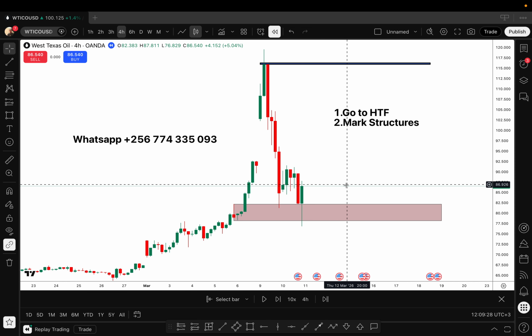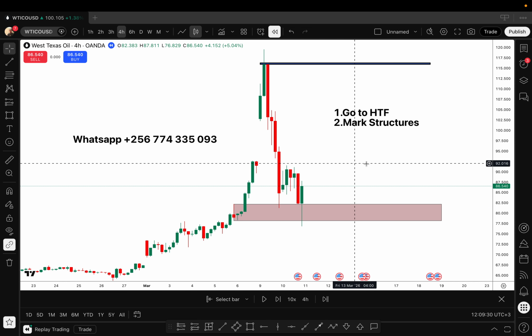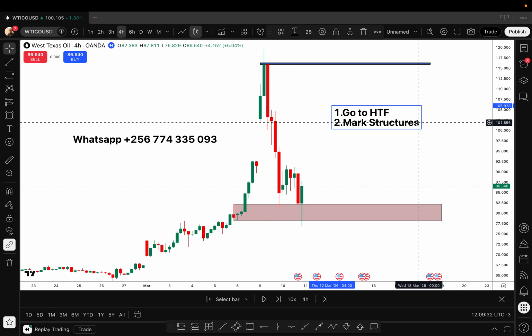Good. So now let's proceed. After this rejection, this is my confirmation to drop down to my medium time frame. And I told you I always use my medium time frame for entries. I rarely go to the lower time frames, like the 30 minutes or 15 minutes, which I cannot do in my life. I cannot do such a thing.